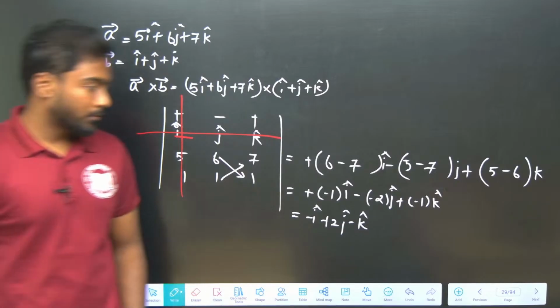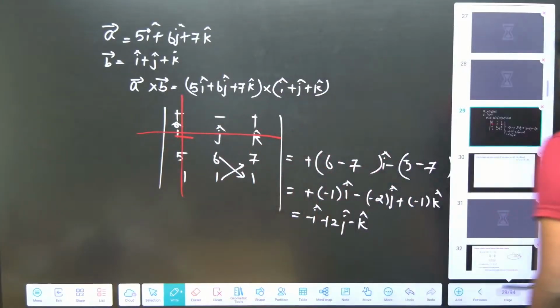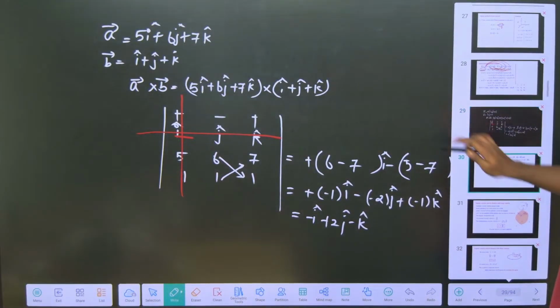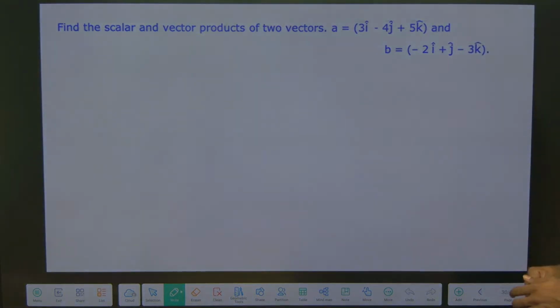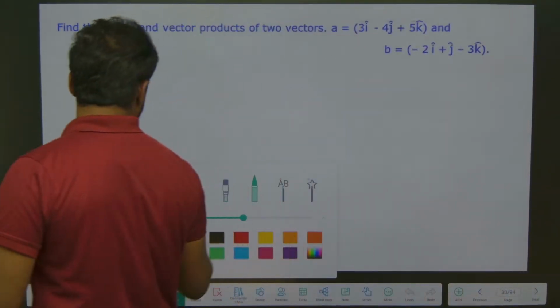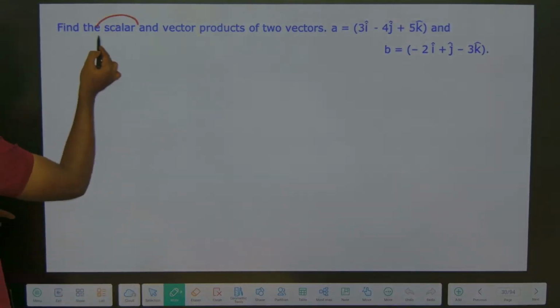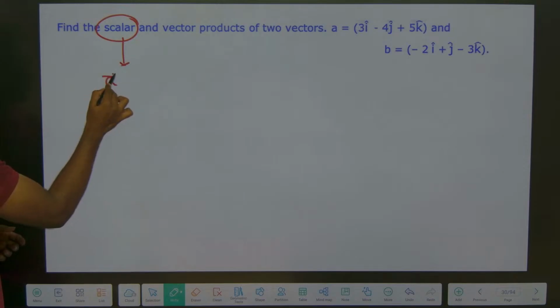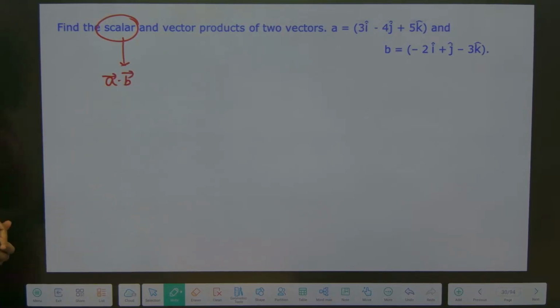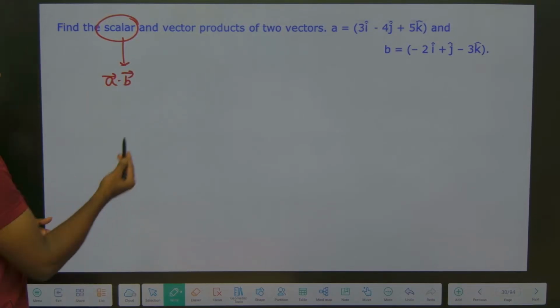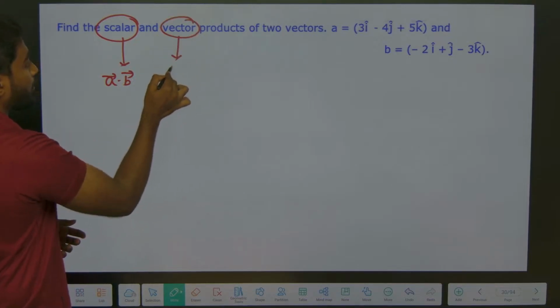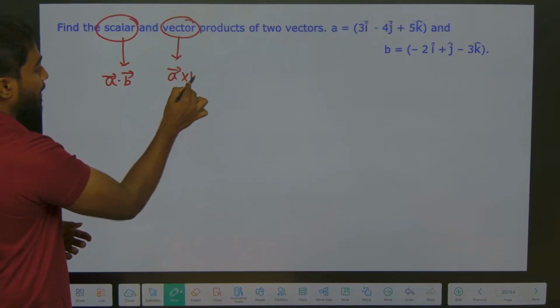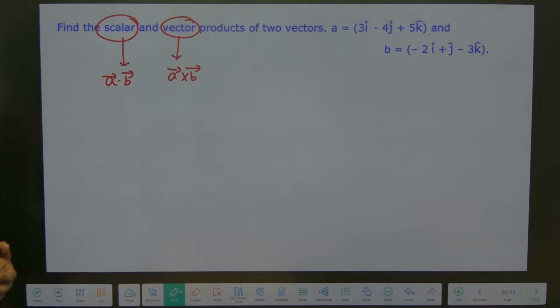Completed? Okay. So here is the problem: find the scalar and vector product of two vectors. First, they are asking for the scalar product, which means A dot B. The second one is the vector product, A cross B. Can you give the answer for both cases?